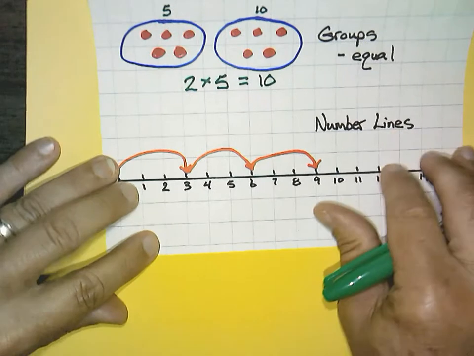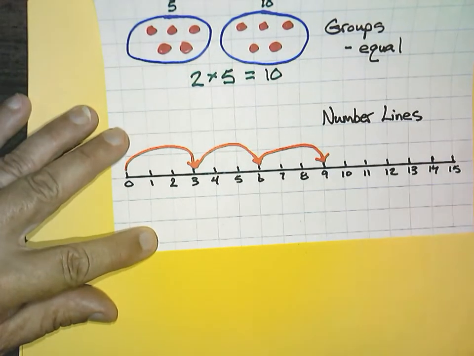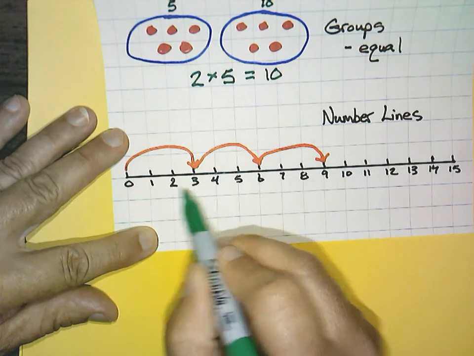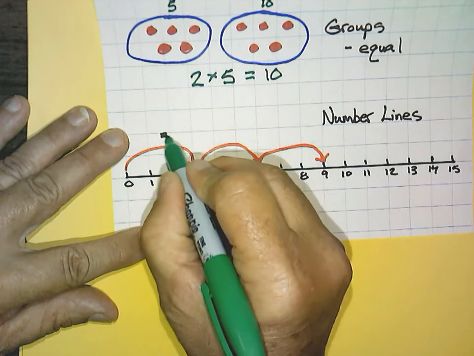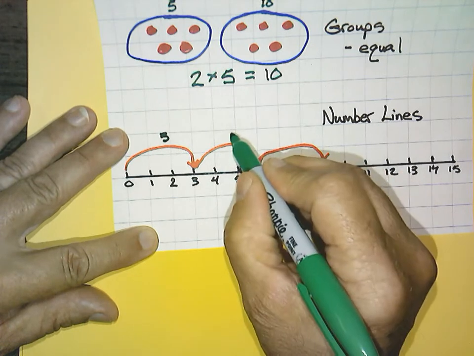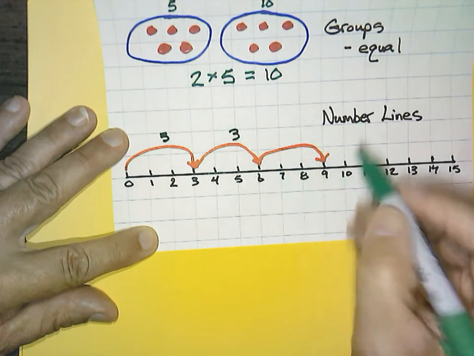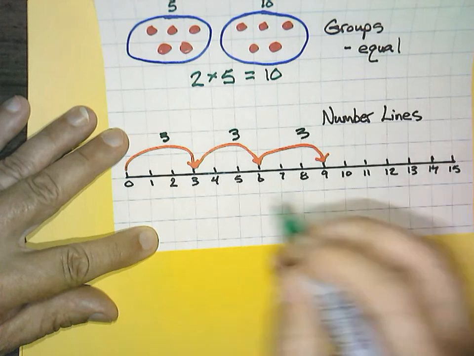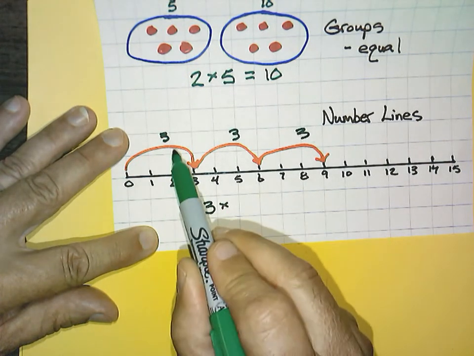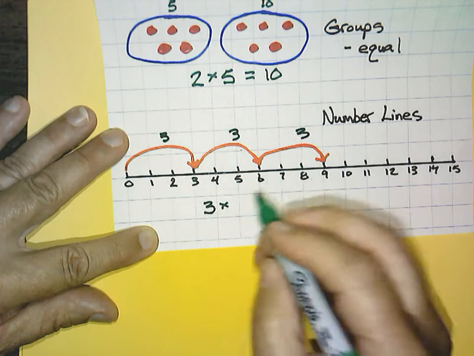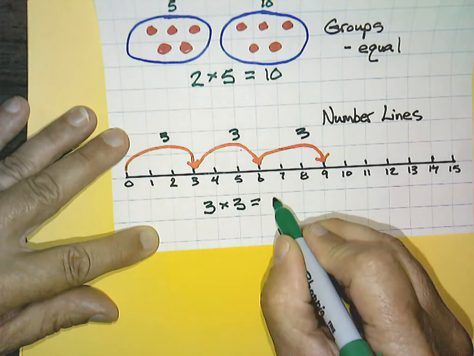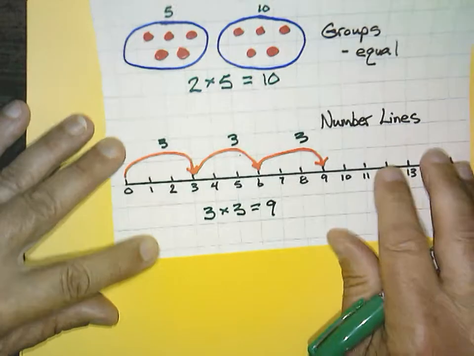And you could also show it in a number line. What I have here, if you look here from the 0, our first hop is 1, 2, 3. Our second hop is also 1, 2, 3. And our third hop is 1, 2, 3. In other words, we have 3 hops, 1 hop, 2 hop, 3, of 3 each. And you can see that we arrive at a product of 9.